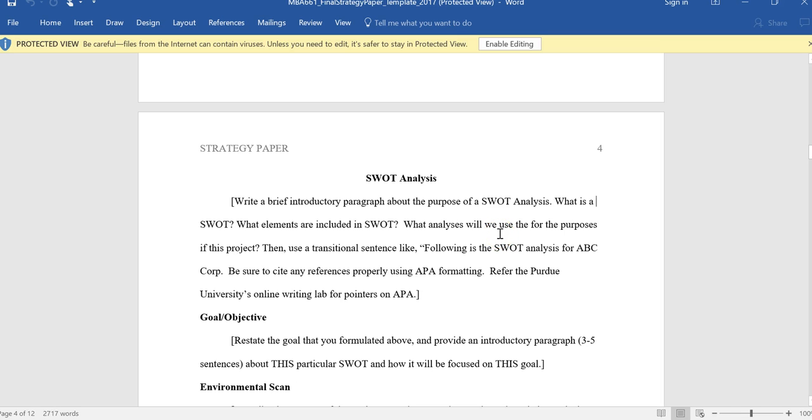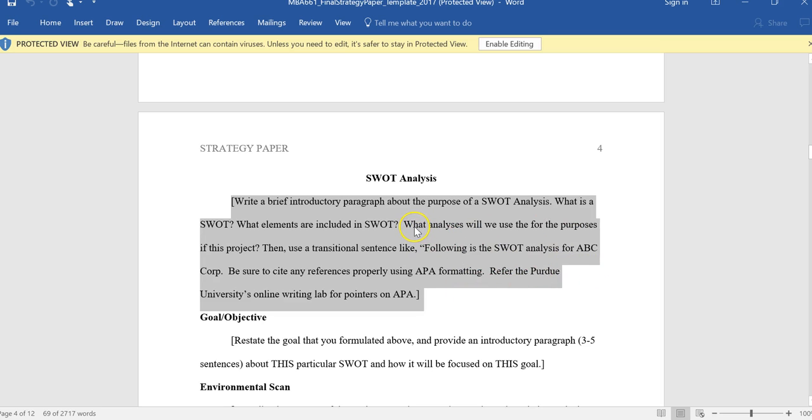So what you're doing is introducing what you're going to talk about, and then if there are any elements that relate to it, you mention those elements, and then you make some kind of transitional statement that you're going to talk about that later. Okay? So this is the intro to the SWOT. So you want to say, hey, this is what a SWOT is, and cite it if you have some citation. You can actually cite the white paper that I have on here.